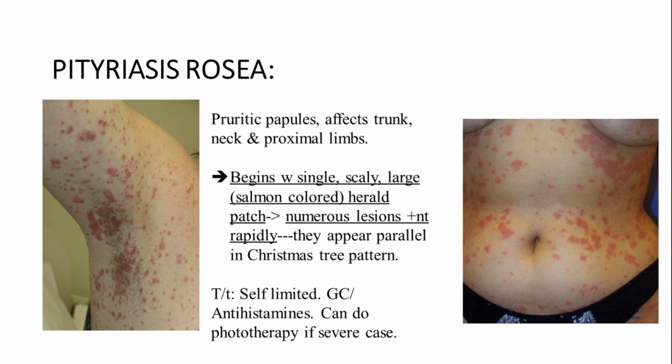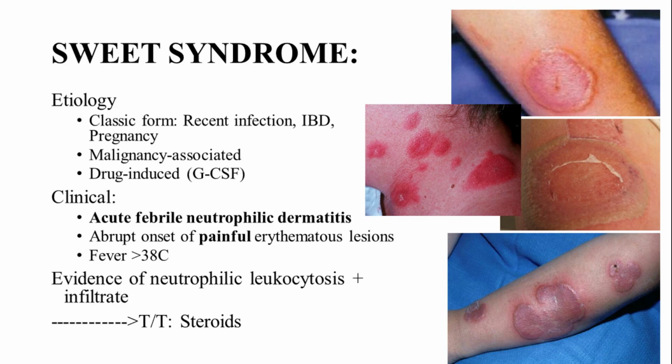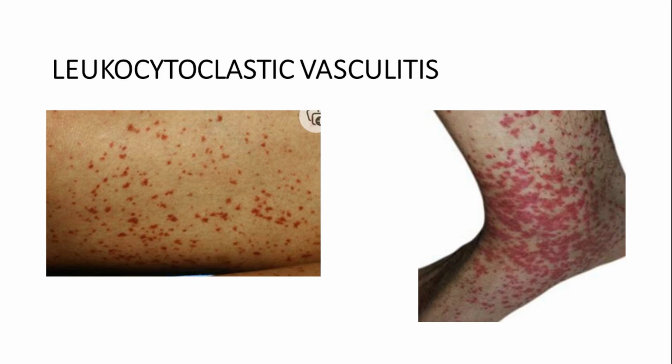Pityriasis rosea begins with a herald patch, followed by a Christmas tree pattern of lesions. It's self-limiting, but may require phototherapy if severe. Sweet syndrome, also known as acute febrile neutrophilic dermatosis, is characterized by painful, erythematous lesions and fever, often following infection or drug exposure. Steroids are the primary treatment.